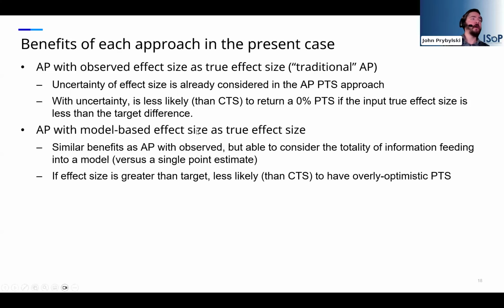Then we also considered average power with a model-based effect size, or using a model to justify a higher input true effect size. What's nice about that is that it has all of the same benefits of the uncertainty as using average power with the observed effect size. But if there's a lot more information feeding into a higher effect size, you can take advantage of that more information without really changing very much of the methodology. And if that input true effect size is higher than your target difference, average power is less likely than clinical trial simulation to be overly optimistic in its PTS estimation.